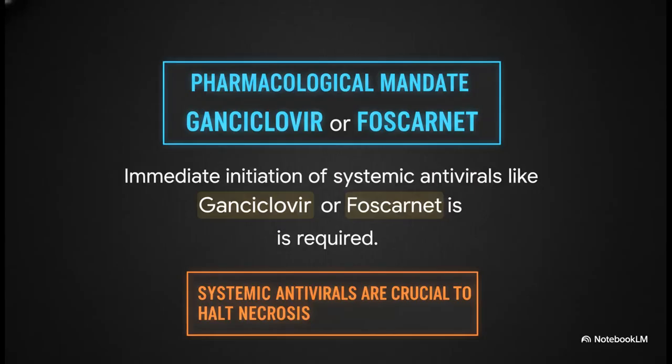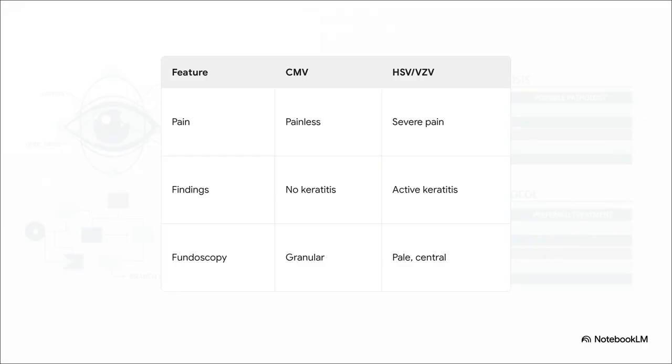And this brings us right to the pharmacological mandate. Immediate systemic intervention is absolutely non-negotiable here if we want to halt the necrosis. You must initiate systemic antivirals and strictly utilize either ganciclovir or foscarnet. Your standard therapies simply won't work, and we'll break down the exact biochemical mechanism of why that is in just a second.